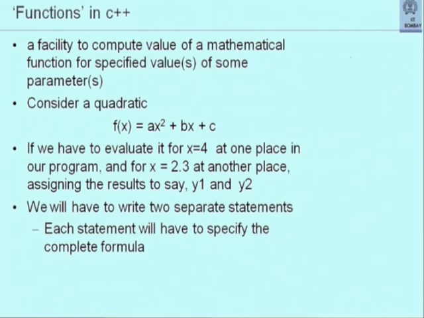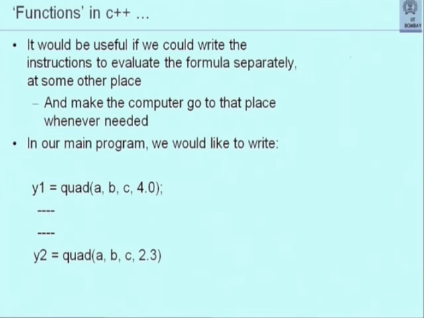Now, instead of having to write two separate statements such as y1 equal to something, y2 equal to something, where every time I write a complete expression, I would like to simplify the problem. Suppose I could write the instructions to evaluate this polynomial separately at some other place and make the computer go to that place. This going to the computer with the request to execute that function is called invocation.